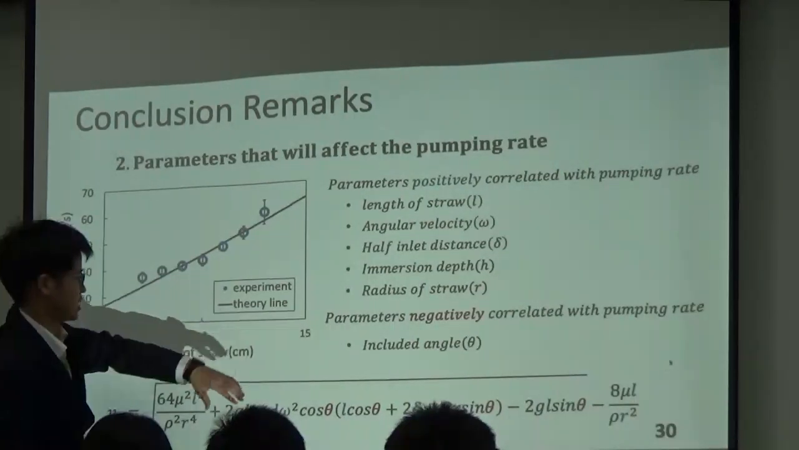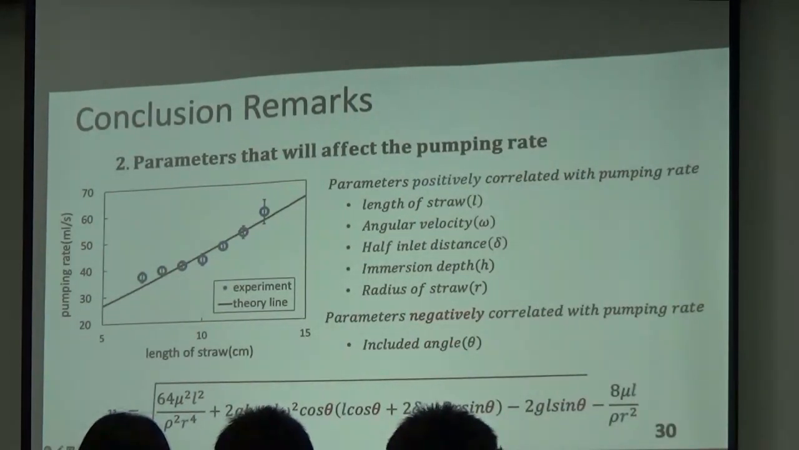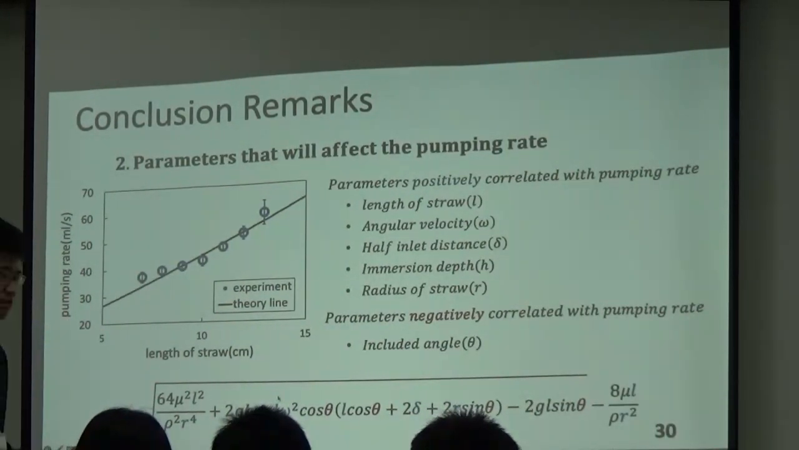And just like I mentioned, the water will almost fill the straw, so we can have a theory line. And for the deviation explanation, I think it is the vortex that forms on the wire. And thank you.